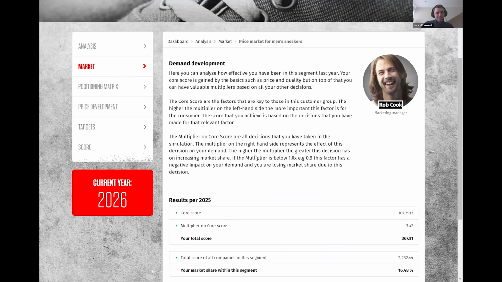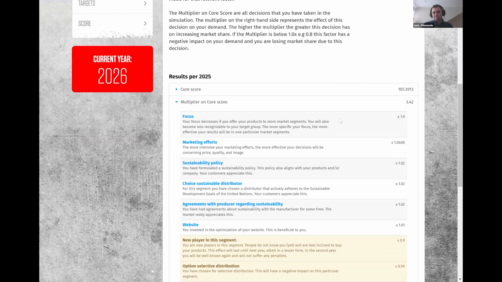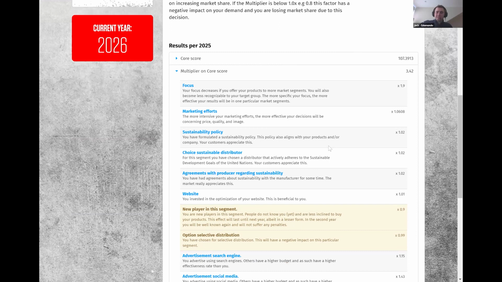Also, some other items within the positioning matrix is the multiplier on core score. These are all of the decisions that you've taken and whether or not they've had a positive or negative impact. For example, along the left, it will state the decision that has been taken, and along the right, the impact or the multiplier. The higher the multiplier, the greater the impact. And anything that is 1 and above is having a positive effect.